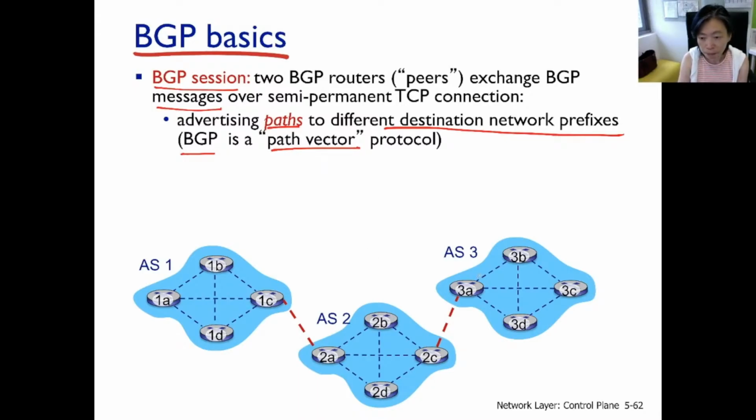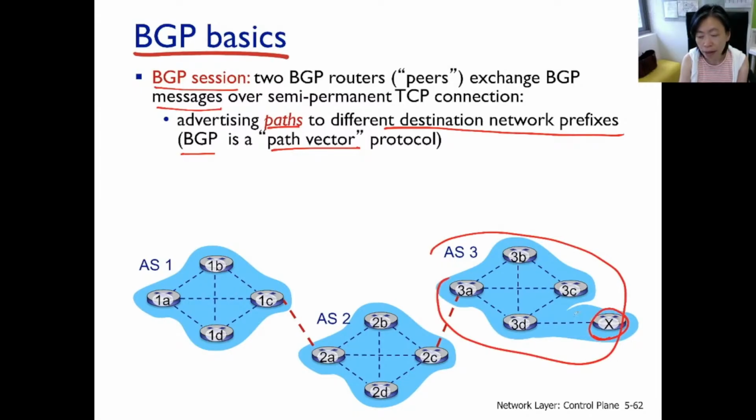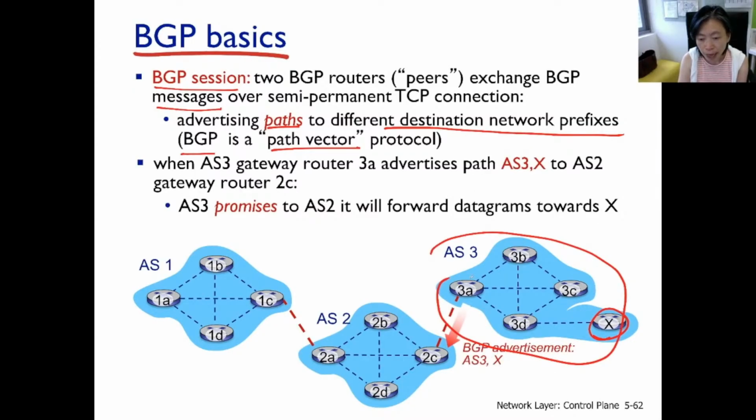Let me give you an example here. Let's say in AS3 there is a prefix X. This is the destination for packets coming from maybe AS1 or AS2. So AS3, which learns about this destination, will need to advertise it to outside of AS3. So 3A here will need to announce its existence, prepending its own AS number, so AS3 here. This will be the AS path being advertised. This will be the AS path being sent in the BGP message to the other end of the exterior BGP connection, the other end of the BGP session.